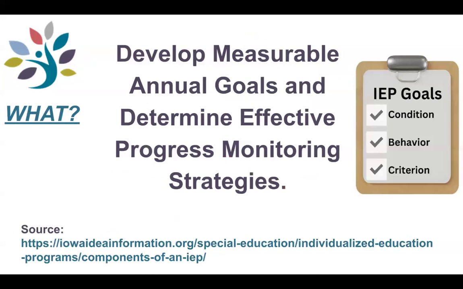The what is what will the instruction focus on? The team will develop measurable annual goals and determine effective progress monitoring strategies. Remember, this IEP is 1 year long. For each area that the team makes them eligible in, progress monitoring will be taken at least two times a month. That data will be put in on the Achieve system. Soon, there will be a parent portal in which you will have access to the live data from each goal that your child has.